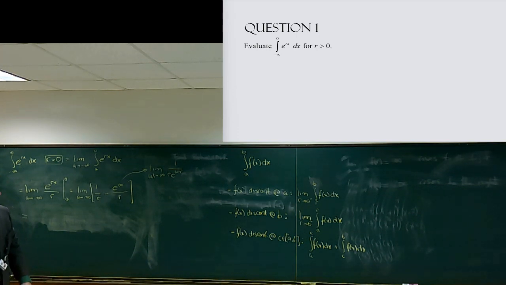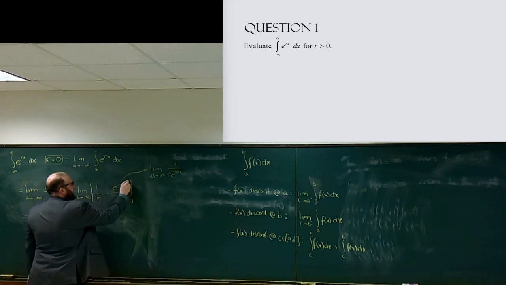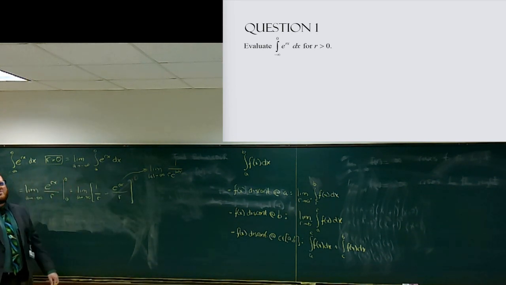I guess it's 0. Yes, it's 0. That limit's 0. So what we're allowed to do then is split this into two separate limits and take their difference. You're left with 1 over r.